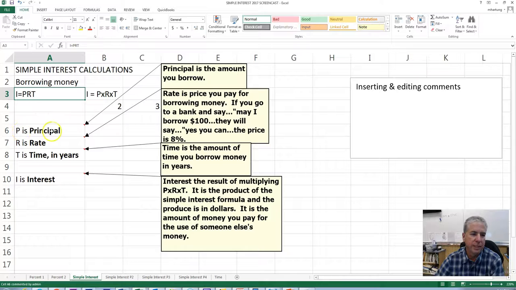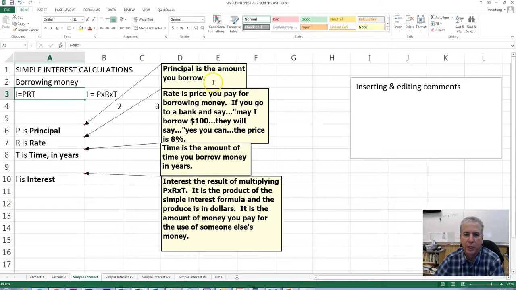And P is the amount that you actually borrow, the principal, the amount you borrow. R is what we call the rate, and we learned that in our previous lessons, going to be expressed as a percent. And T is time in years. Let's take a look at this a little closer.